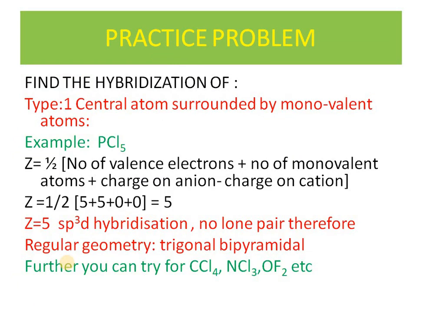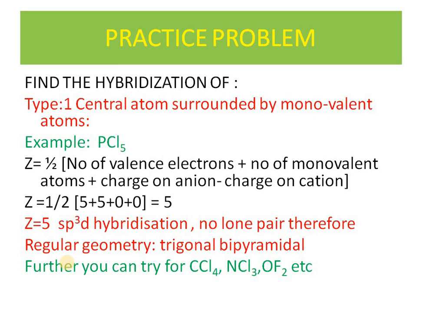Now 5. How many monovalent atoms? Chlorine is having valency 1, so 5. So 5 plus 5 is 10, 10 divided by 2 is 5. So Z is 5, which means sp3d hybridization. Now there is no lone pair here, therefore the geometry is trigonal bipyramidal. And the angles, if you want to know: 3 angles would be of 120 degrees and 2 angles of 90 degrees, one above, one below. And the plane triangle is there in the plane.